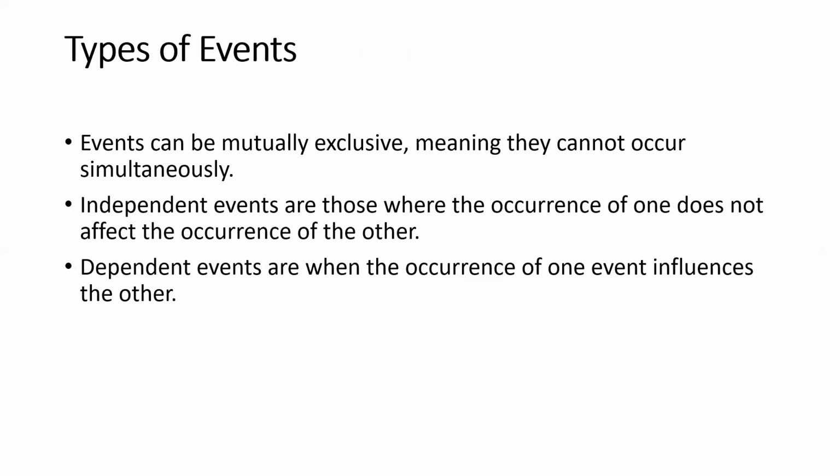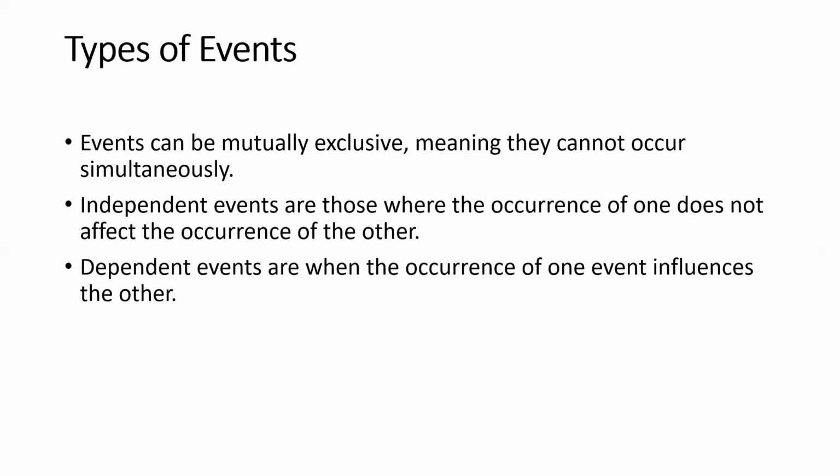Events can be mutually exclusive. That means they cannot occur simultaneously. If head comes, tail cannot come. If tail comes, head cannot come. In a die, if one comes, the other numbers can't come. If five comes, one, two, three, four cannot come. Independent events are those where the occurrence of one does not affect the occurrence of the other.